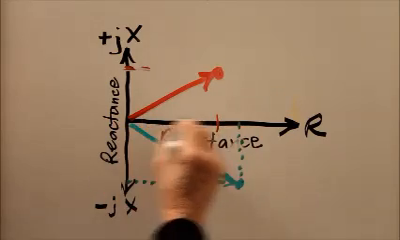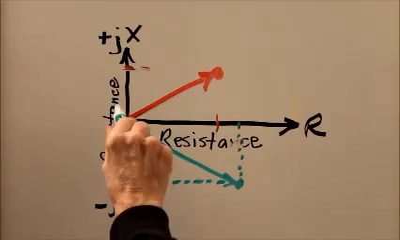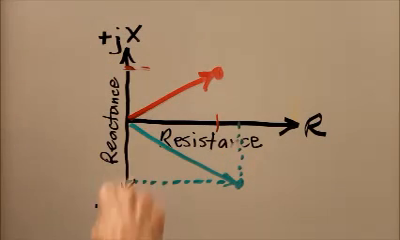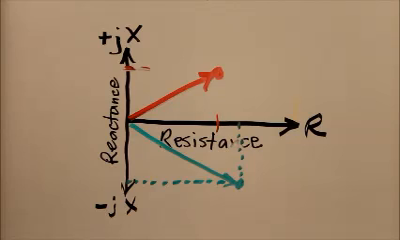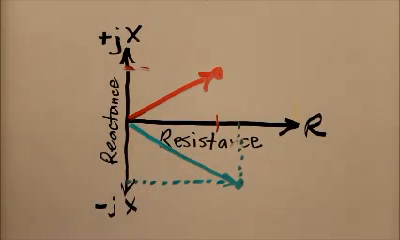A vector going straight out like that, pure resistance. Straight up, pure inductance or pure inductive reactance. Straight down, pure capacitive reactance. Well, we're being asked in this question which of the events described might make this vector grow shorter.